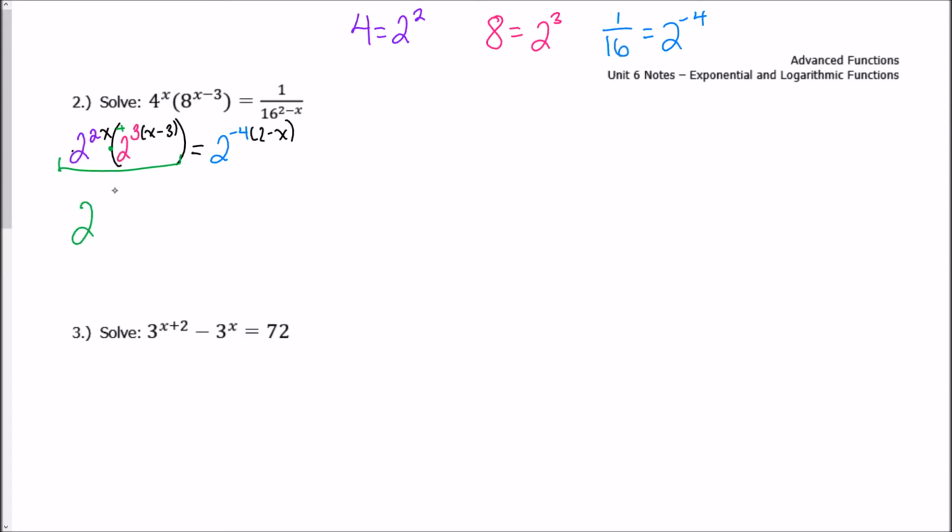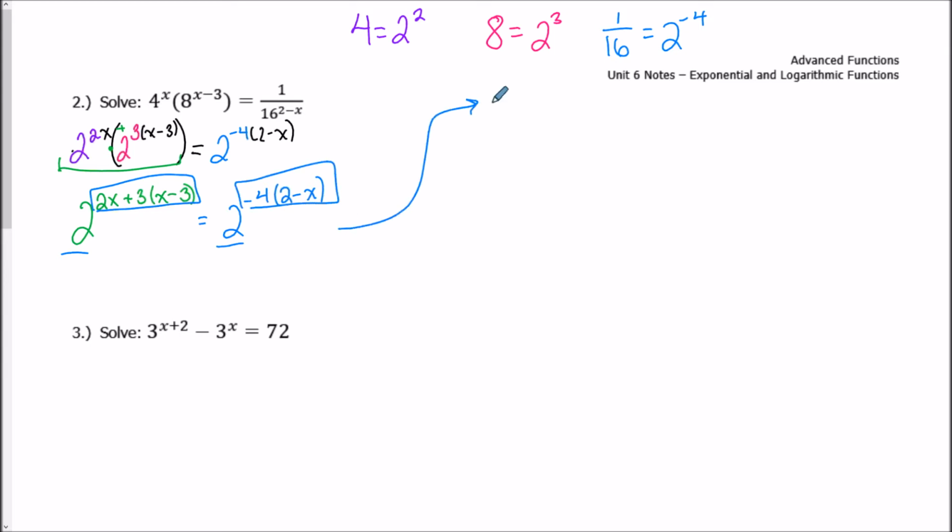So this is technically saying 2 to the power of 2x plus 3 times x minus 3, and that's going to be equal to 2 to the power of negative 4 times 2 minus x. Okay, now since we have the same base and we have our exponents here, we can set our exponents equal to each other. So we can rewrite our equation as 2x plus 3 times x minus 3 is equal to negative 4 times 2 minus x.